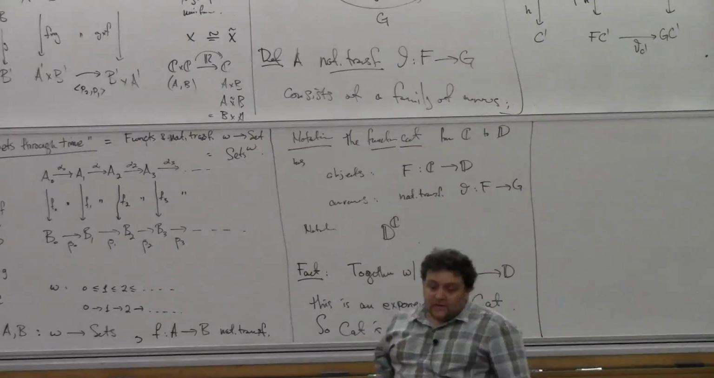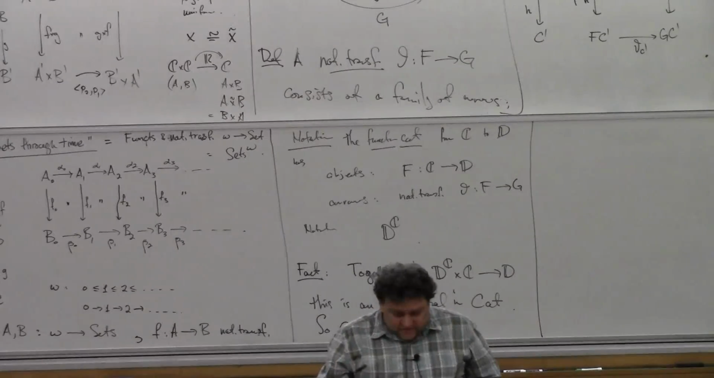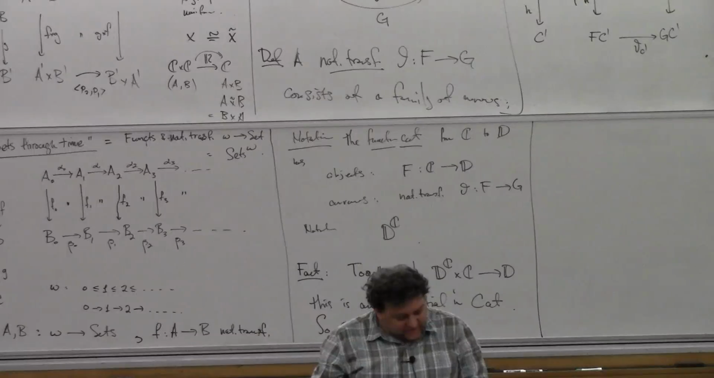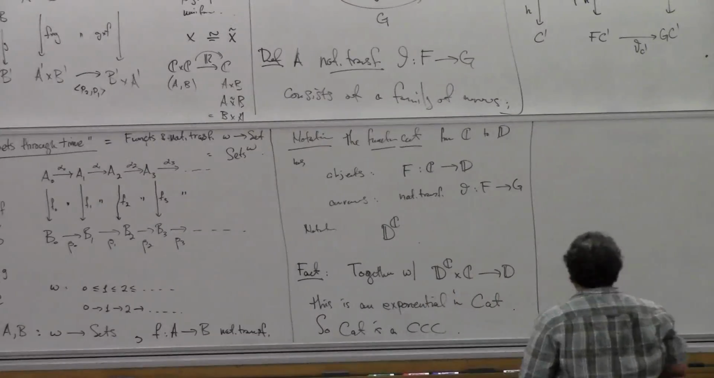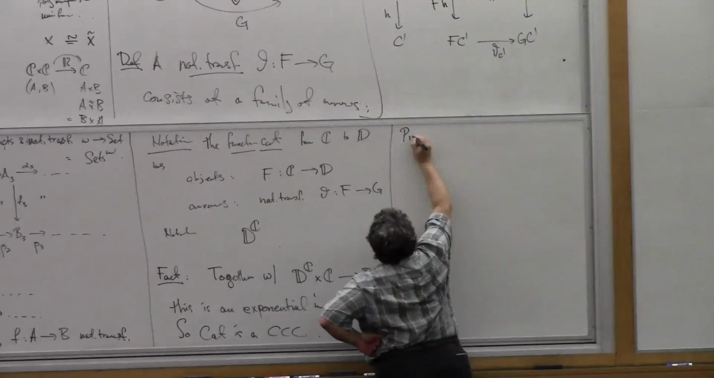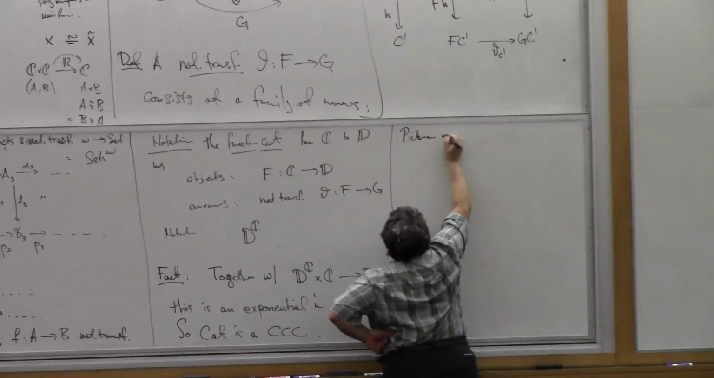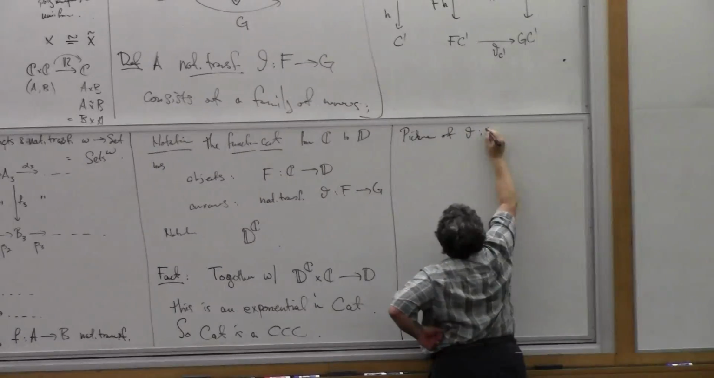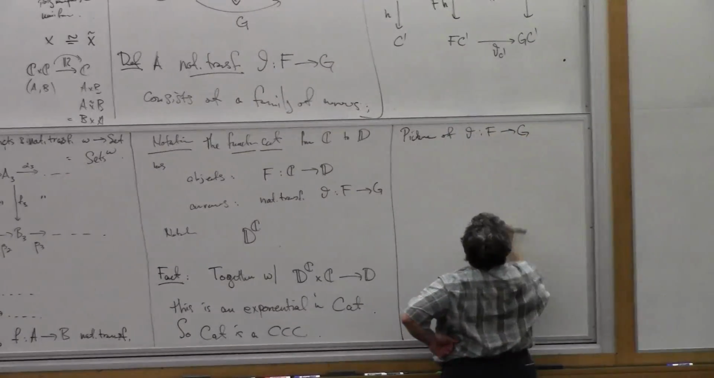Let me look at some examples maybe. One way of thinking, it's a little bit hard sometimes to think about these new concepts. It's good just to draw some pictures to get a feeling for it. Here's a picture of, in general, what a natural transformation looks like. A picture of theta from F to G.